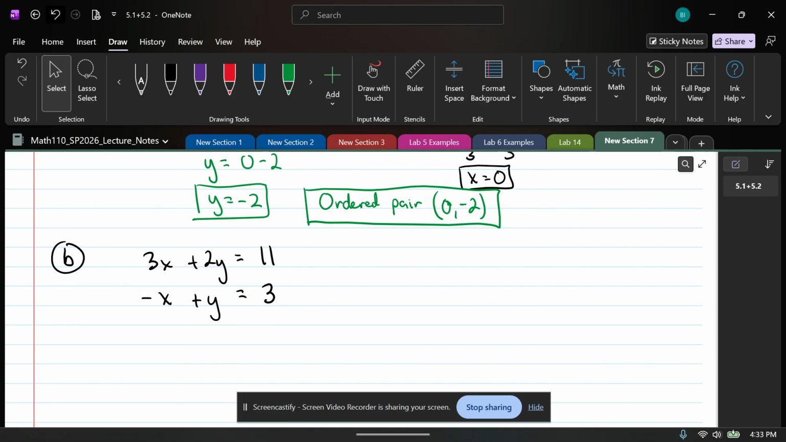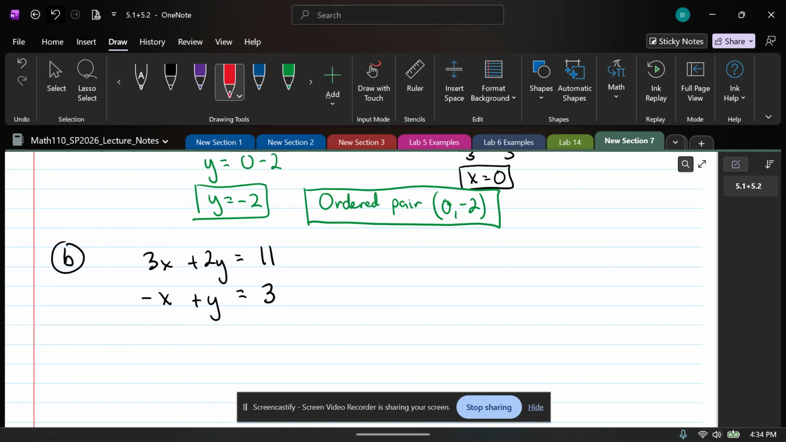So to solve it using substitution, I need to get a variable by itself. And it doesn't matter which equation I get that from, but I want to try to do the easiest one possible. So the first one, I've got 3's and 2's by the x's. That's probably not going to be easy. Not near as easy as it would be to get x or y by itself in the second equation. So I'm going to get y by itself in the second equation.